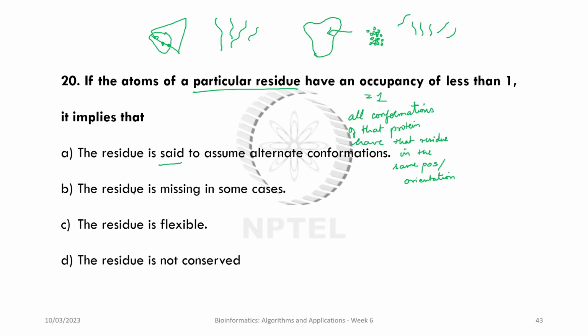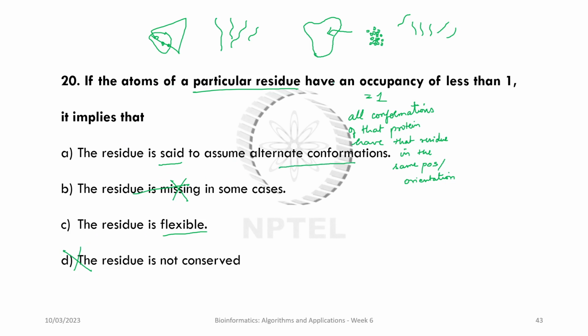so it's not about missing. The residue is flexible, true. The residue is not conserved. Again, we are not talking about being conserved or not. The residue is said to assume alternate conformations, right?